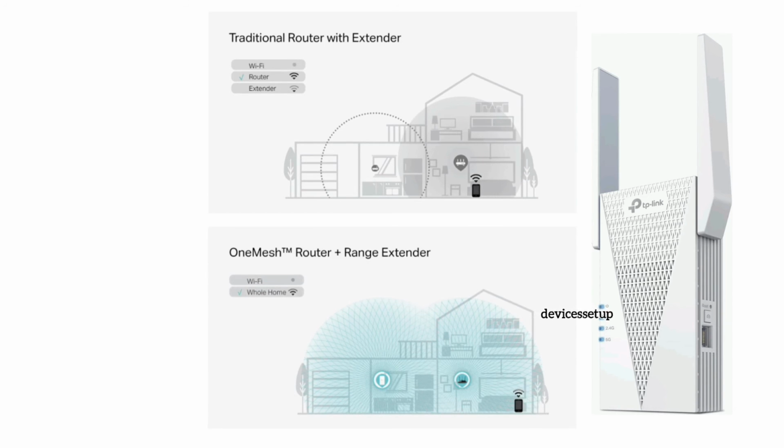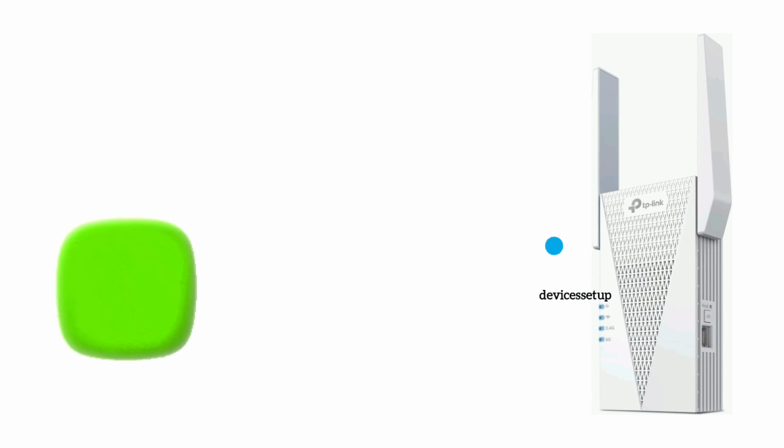And in case you have enabled the OneMesh feature on the extender and you have a OneMesh compatible router, then the TP-Link extender SSID will be the same as the router, plus the password is also the same as the router's Wi-Fi password. So this is how you can set up TP-Link RE715X and RE815X Wi-Fi extenders.